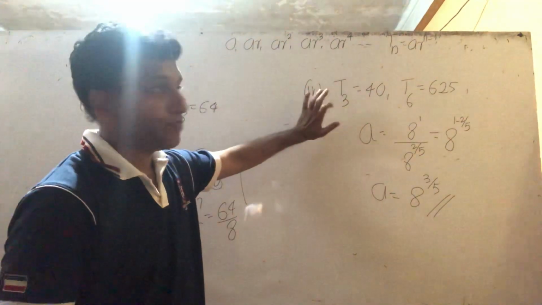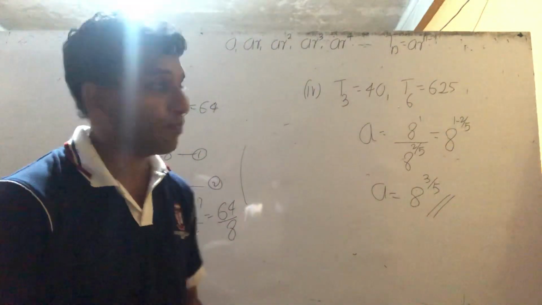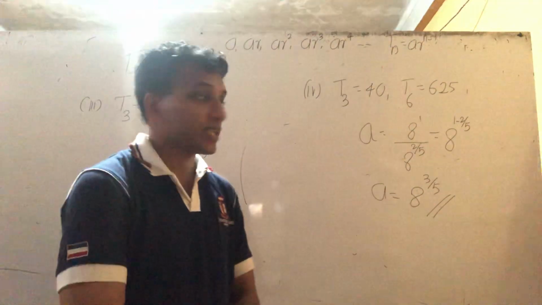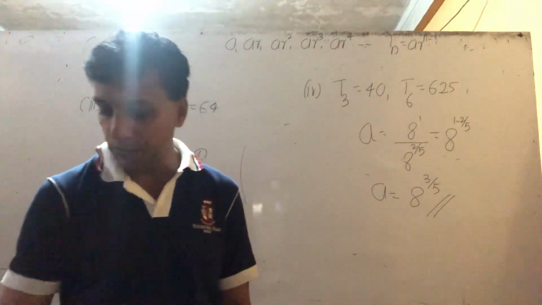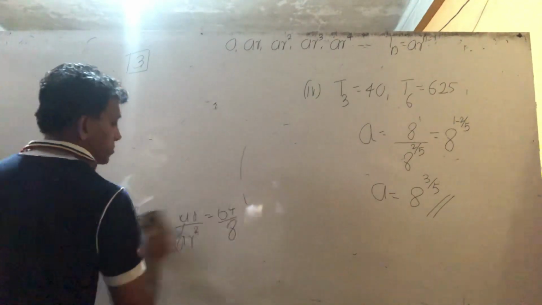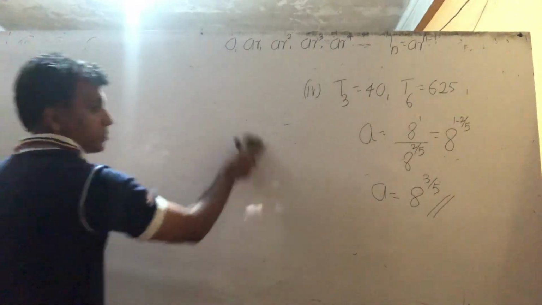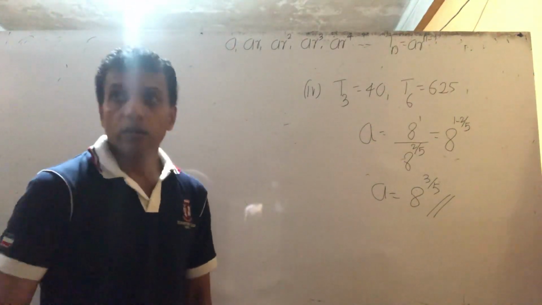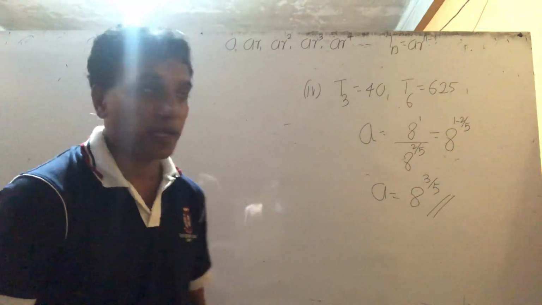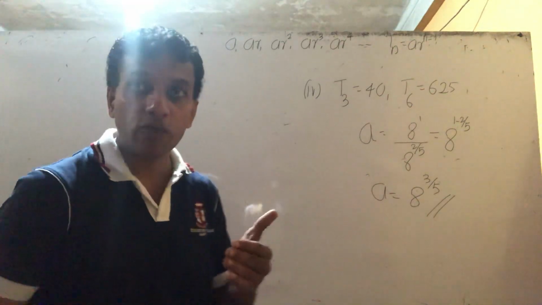See another question, on GP. In a GP, the third term is 40 and the sixth term is 625. Find the first term and the common ratio. By building a pair of simultaneous equations, you can calculate. You are very familiar now with the terms.